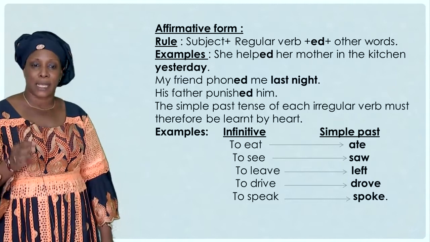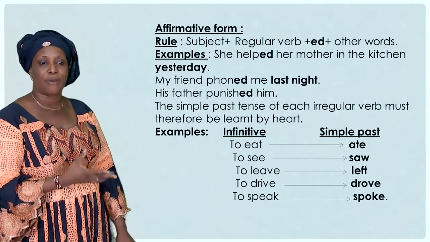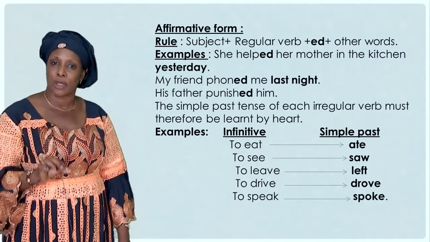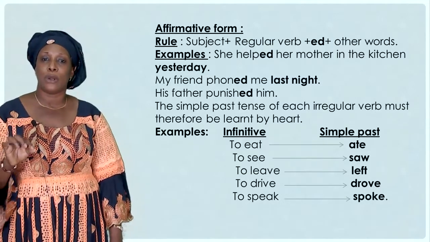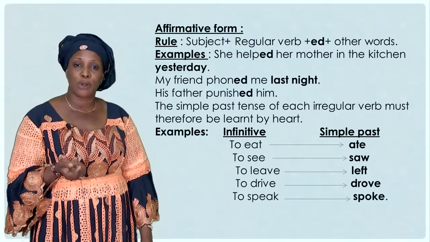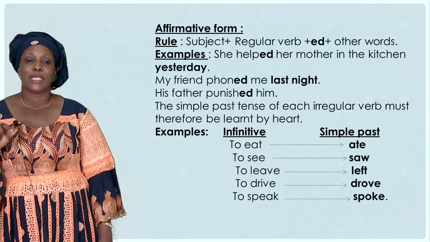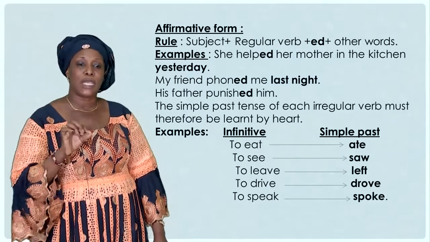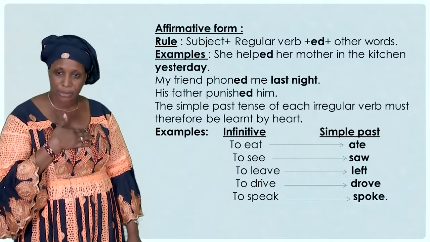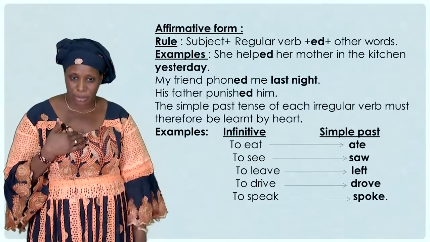The simple past tense. Now let's move to the simple past tense of irregular verbs. The simple past tense of each irregular verb must therefore be learned by heart. Student, you are here, you follow with me? Good. I want to repeat again. The simple past tense of each irregular verb must therefore be learned by heart. There is no secret. You have to learn them by heart.